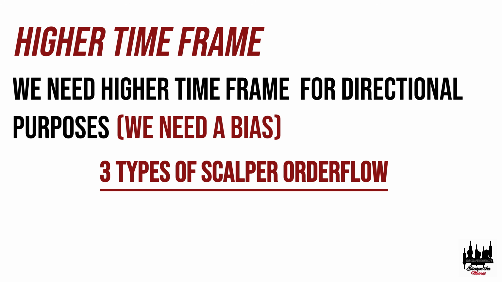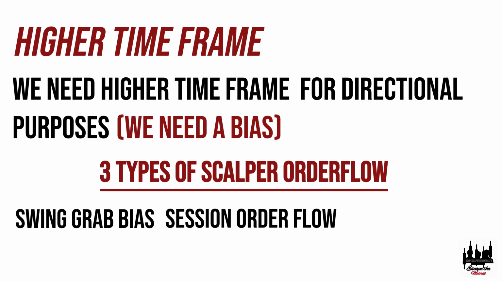The first way would be our swing grabs. Second way would be our session order flow. And third would be our RTO bias. So these are 3 ways we can figure out which direction we should trade. And then we can build on our entry system from there.